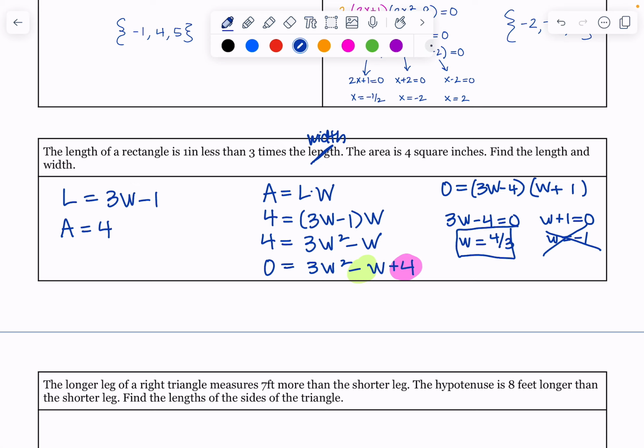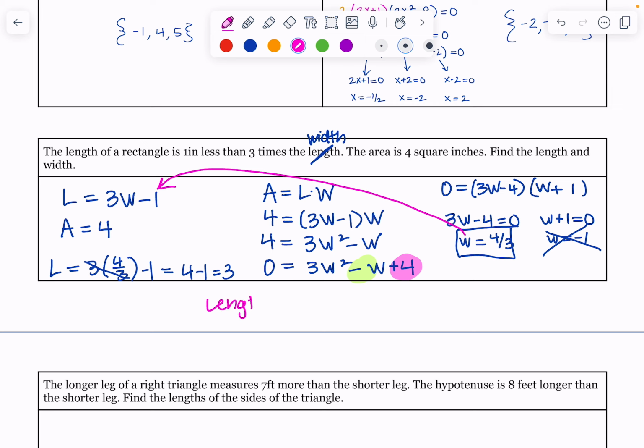And then from our original problem over here, our original setup, we can find L. So L is equal to 3 times 4/3 minus 1, or 4 minus 1, or 3. So that was kind of messy, but this answer here would be the length is 3 inches and the width is 4/3 inch.